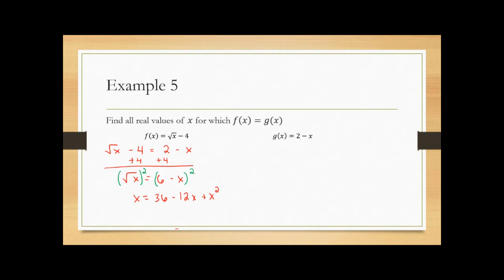So now I have a quadratic equation, and to solve a quadratic equation, you need it equal to 0. So I need to subtract the x on the left so that I have one side equal to 0. So I have 0 equals, and I'm going to rearrange this so that I have my x squared first, then minus 13x, and then plus 36. So I just flip-flopped my x squared and my 36 so that it's in the order that you usually see quadratic equations.